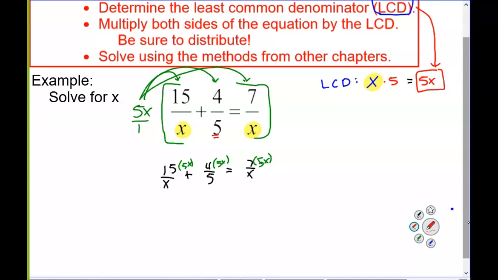If I multiply every single numerator by a 5x, notice how the 15 times 5x is divided by an x. This x is going to reduce out with that x, and all that's left over is 5 times 15, which is 75. And then I've got 4 times 5x divided by 5. Well, this 5 is going to reduce with this 5, and all that's left over is a 4x.